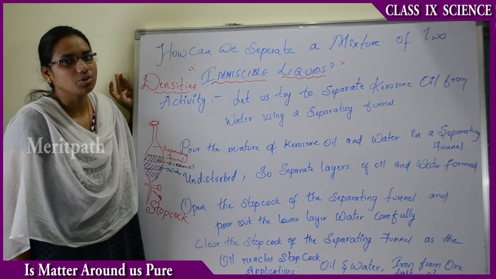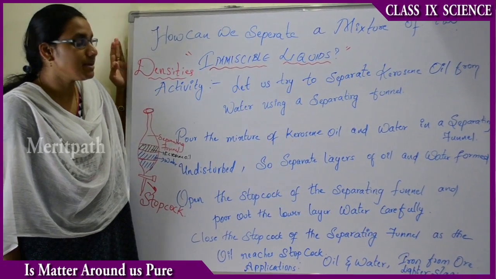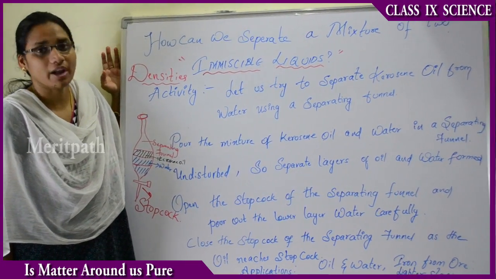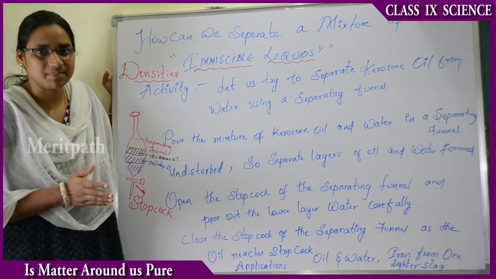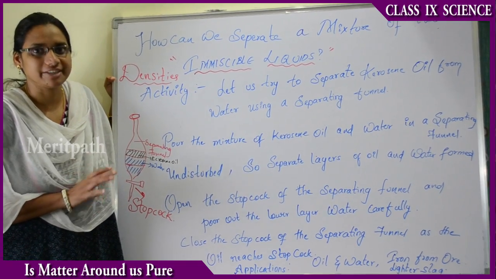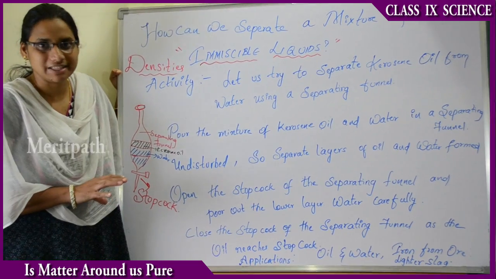Now let us see how to separate a mixture of two immiscible liquids. Immiscible means the liquids or substances have different densities. The densities of the two liquids will be different. Now let us see an activity to learn how to separate immiscible liquids.